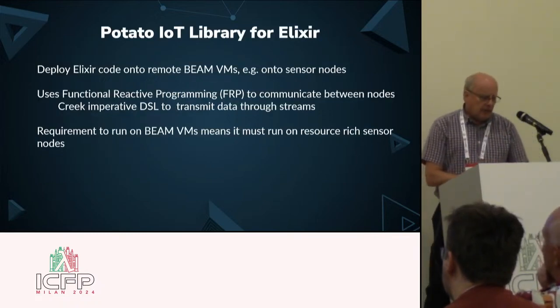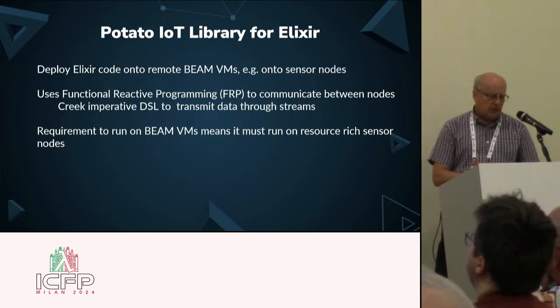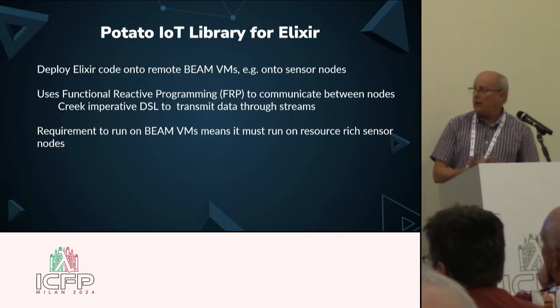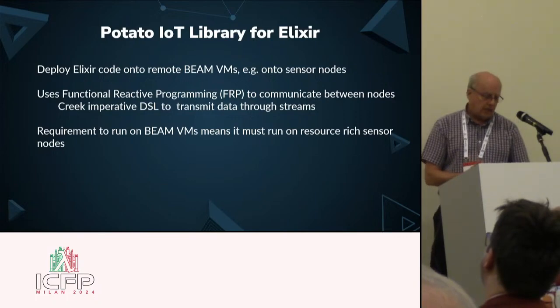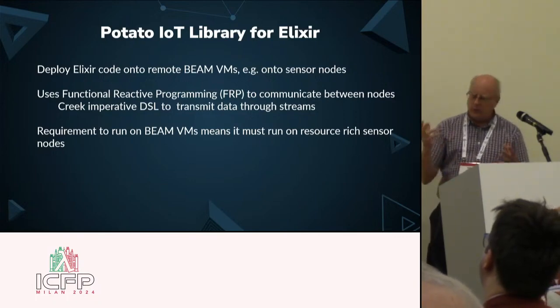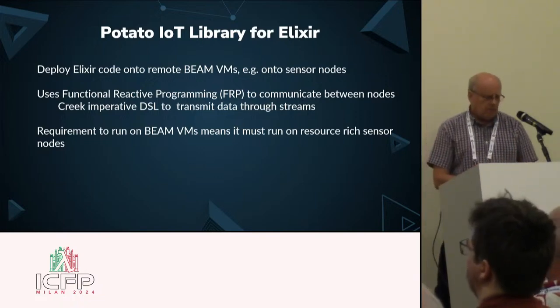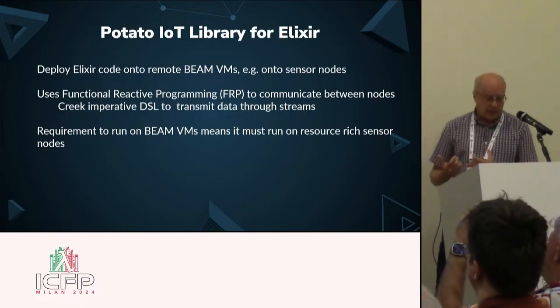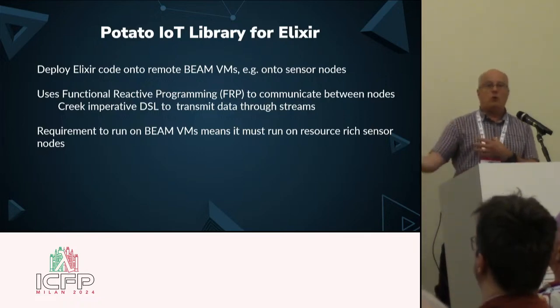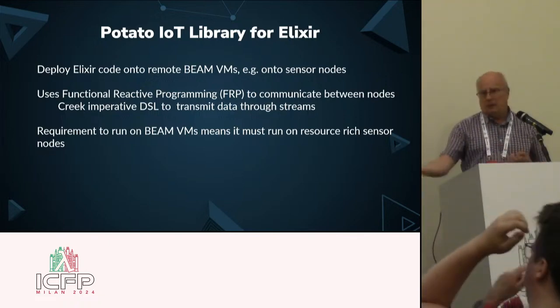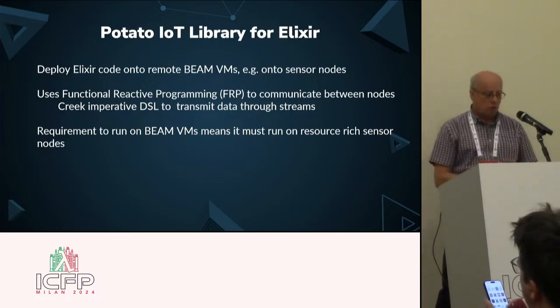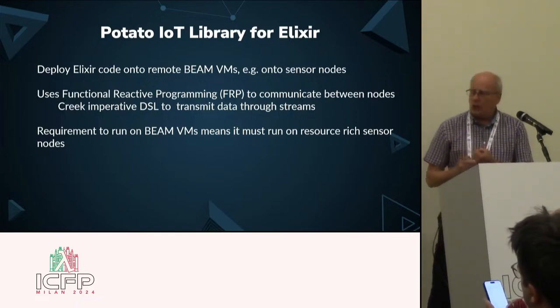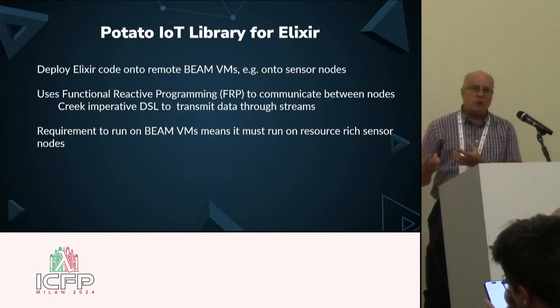Okay. The second tierless IoT language is the Potato IoT library for Elixir. It was developed by Christophe de Troyer at the Vrije Universiteit Brussel. It allows you to deploy Elixir code onto remote BEAM VMs. So if you have a BEAM VM running on your sensor node, you can send it code to run. It uses functional reactive programming, FRP. That's essentially an event-driven programming model.